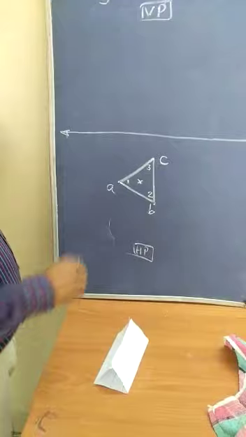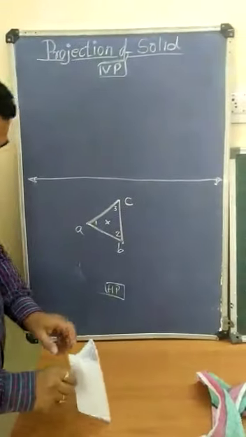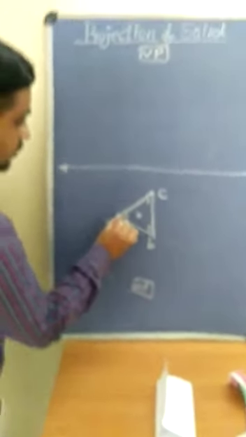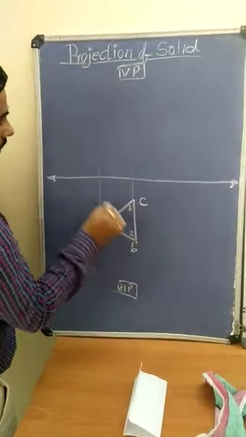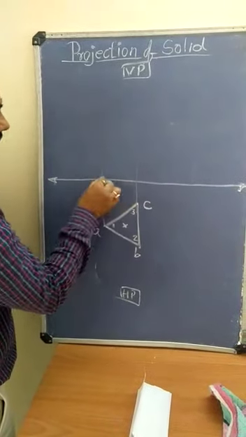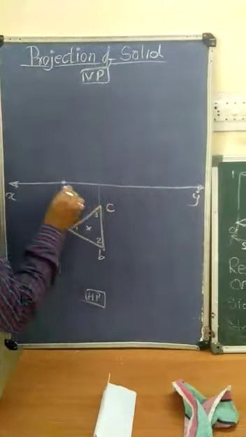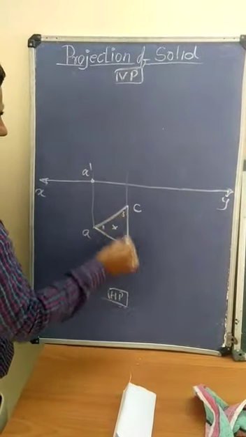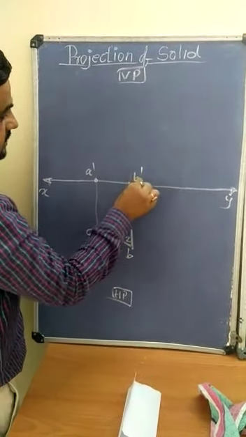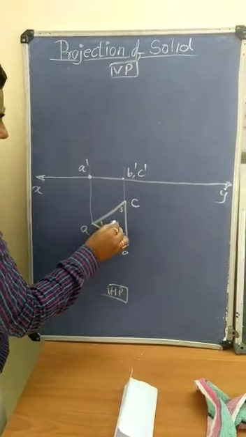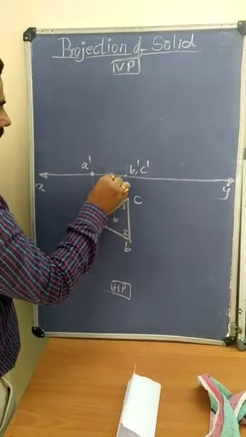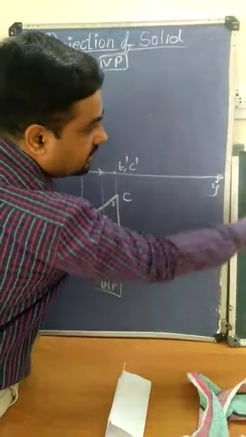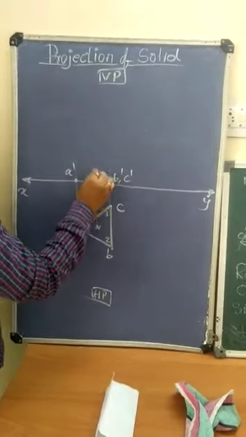Now coming to the front view. From the front view you can see the height, so you have to project this. Now this is your lower base on the XY line. This is A dash, the front view. Projector of A, projector of B, B dash. Projector of C, C dash. And the projector of the axis. So this is the lower axis. Now the height of the axis is 70 mm.